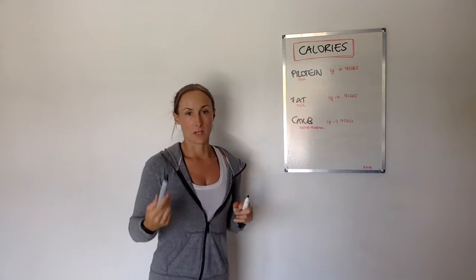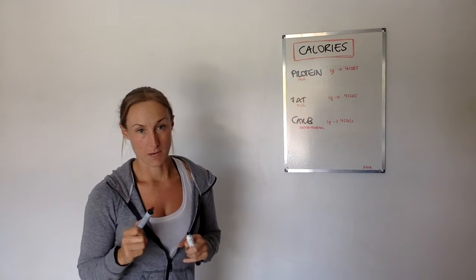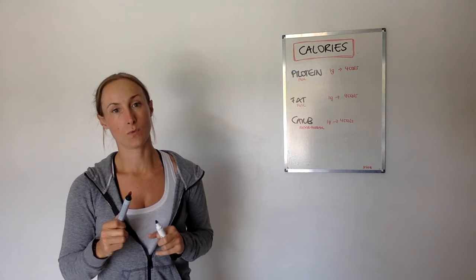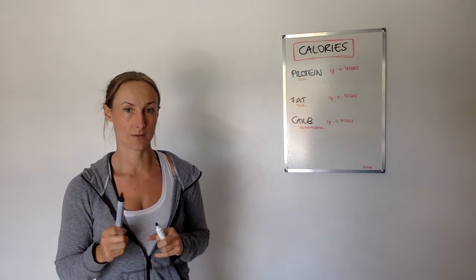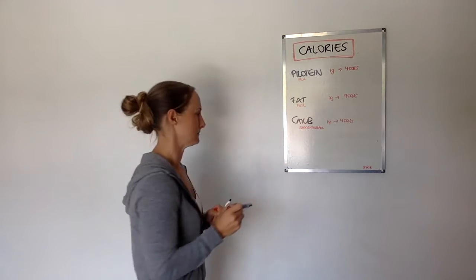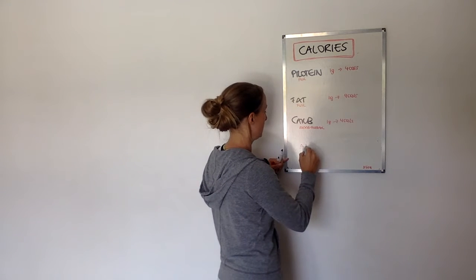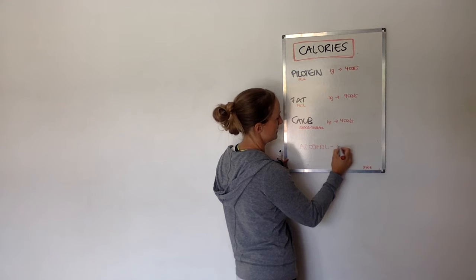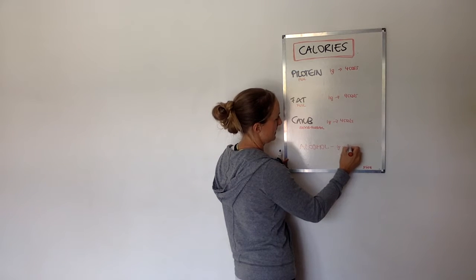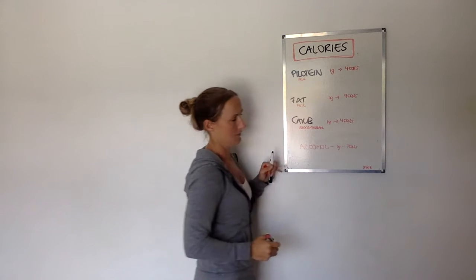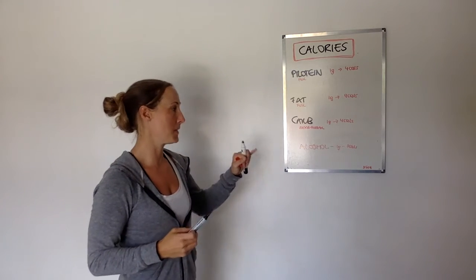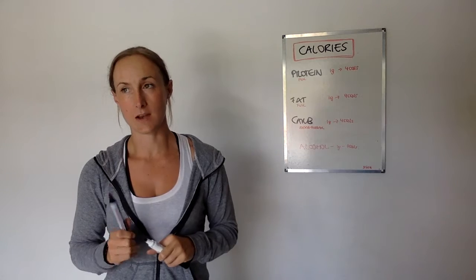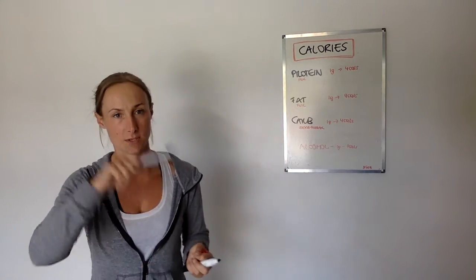The main way that we get calories in the diet is from your macronutrients, so your proteins, your fats, and your carbohydrates. There's one other way that we can consume calories, and that is alcohol. Alcohol contains 7 calories. So we want to make sure that when we're drinking alcohol, we're fully aware of how many calories it contains and what's associated with that.